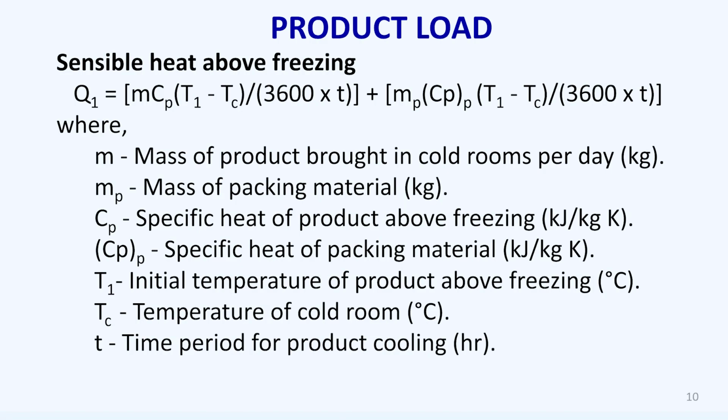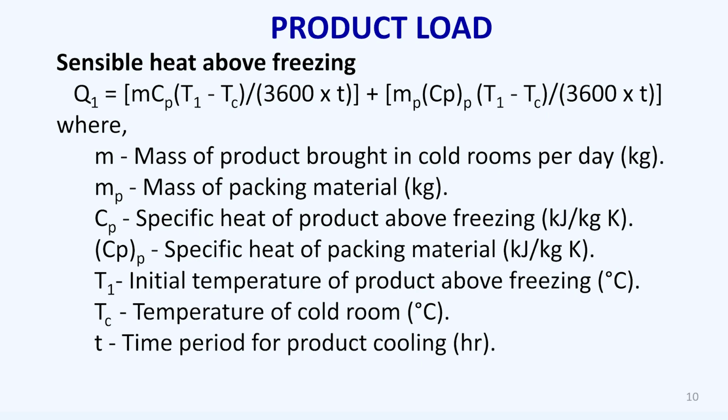Q1 is equal to, the basic formula is, m cp delta T, (T1 minus Tc) by 3600 into t, plus... Here, M is not a mass flow rate. This is mass, so there is no requirement of m dot. It is M, the mass of the product, into Cp of the product, into delta T. Where M is the mass of the product brought into the cold room per day in kg, and MP is the mass of the packing material.